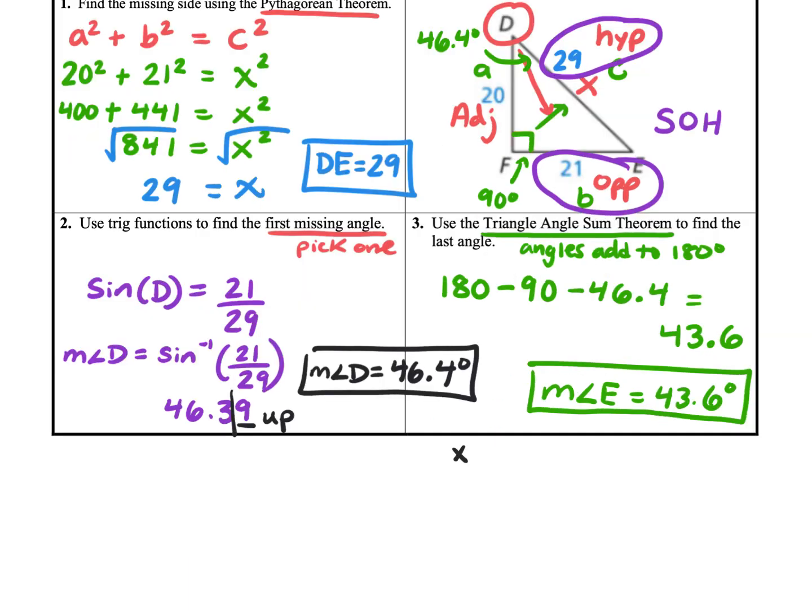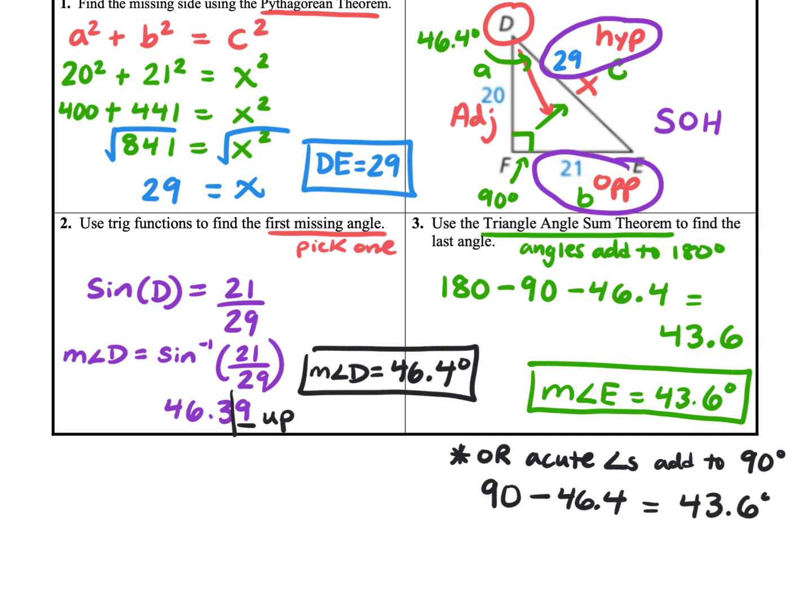Another way that we could find that would be to remember that in a right triangle, the acute angles add to 90 degrees. Because there's always going to be one 90-degree angle in a right triangle. So if I would just take 90 and subtract the angle that I just found for angle D, which was the 46.4, that would also give me 43.6 degrees.